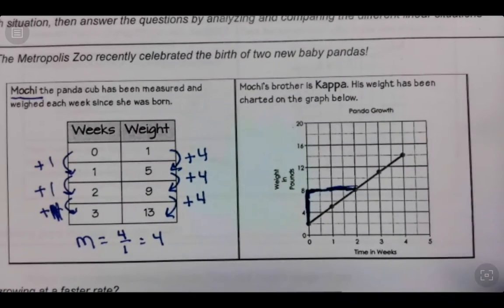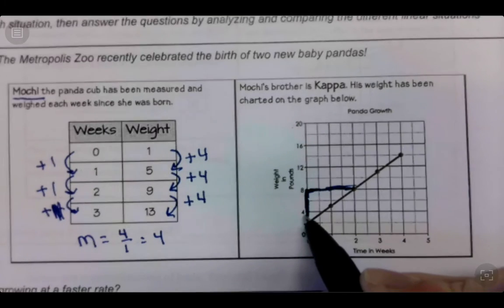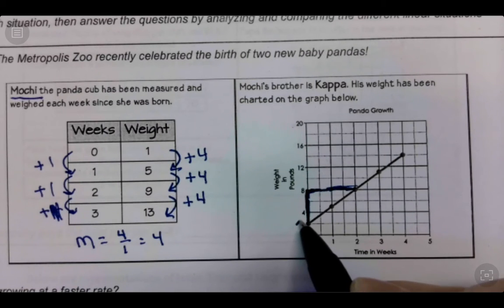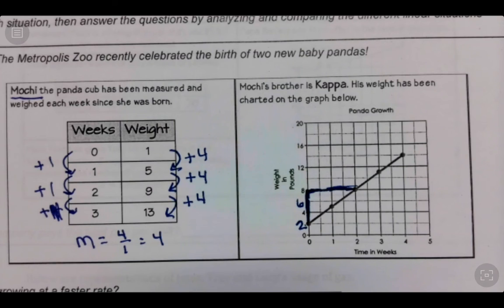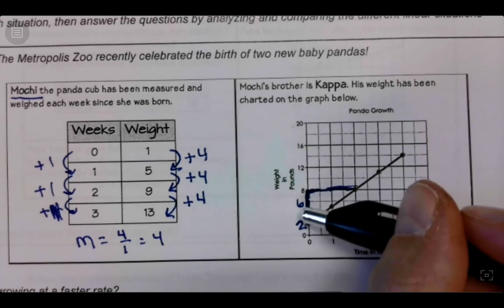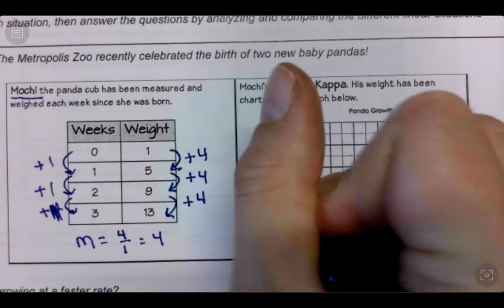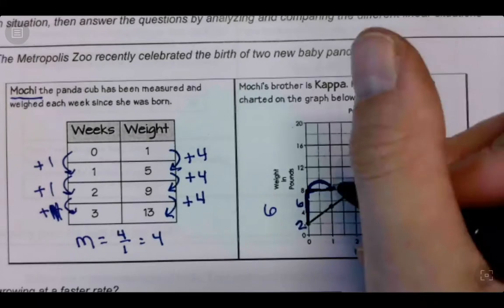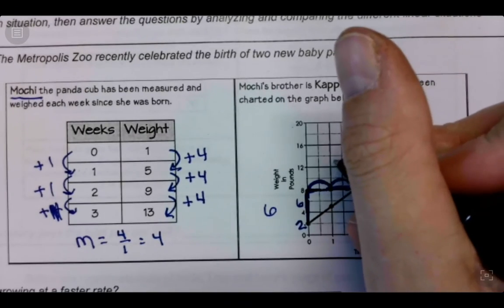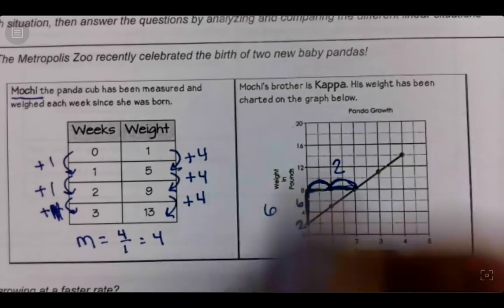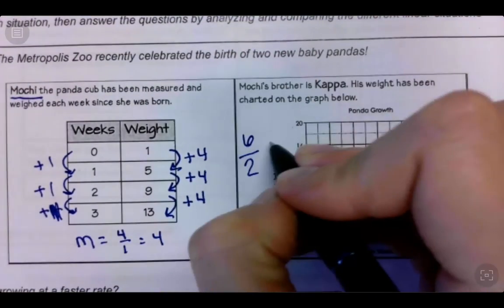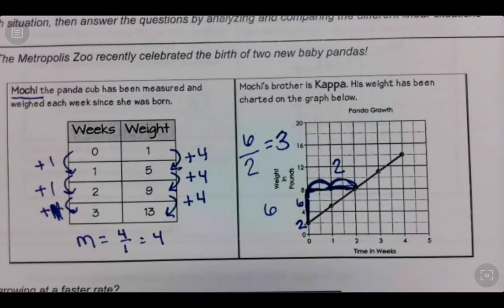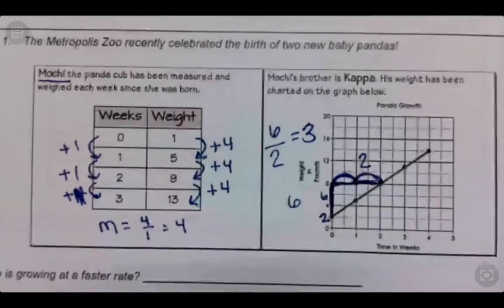Notice how this graph is not going up by ones. This is 0, then 4, then 8. It's actually 2 and then 6. So from 2 to 6, how much is it going up? Well, it's going up 2, 4. It's going up 6 pounds. And here's 1, and this is 1, for a total of 2. So this is 6/2, which equals 3.